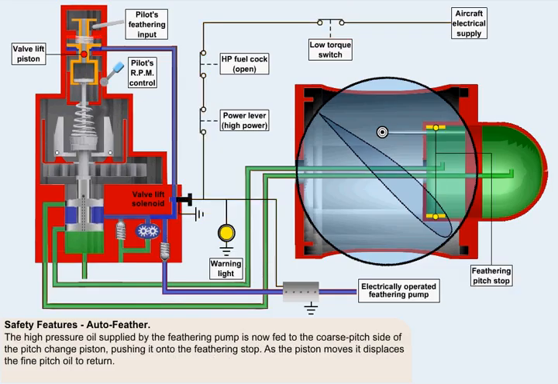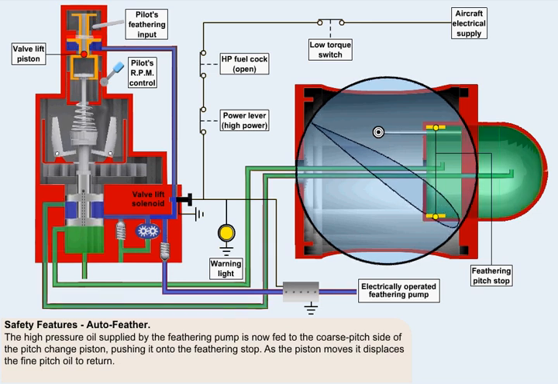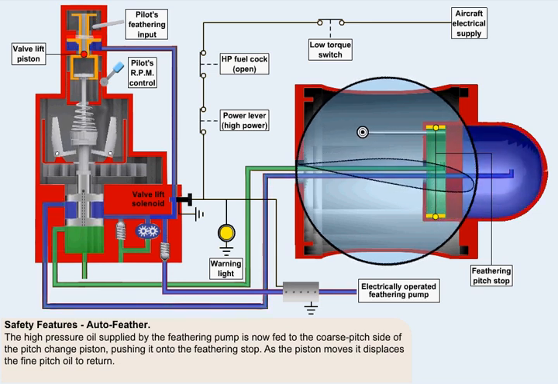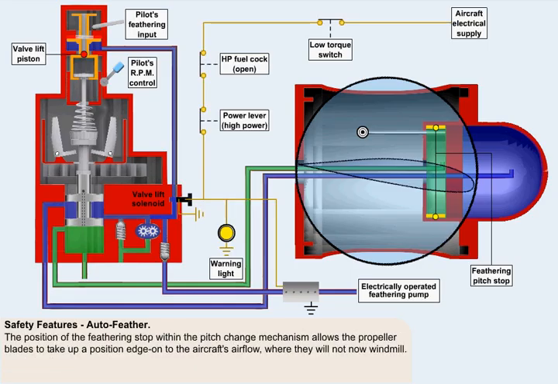The high pressure oil supplied by the feathering pump is now fed to the coarse pitch side of the pitch change piston, pushing it onto the feathering stop. As the piston moves, it displaces the fine pitch oil to return. The feathering stop is fitted within the pitch change mechanism, the position of which allows the propeller blades to take up a position edge-on to the aircraft airflow, where they will generate zero aerodynamic force in either direction. The propeller should not now windmill.